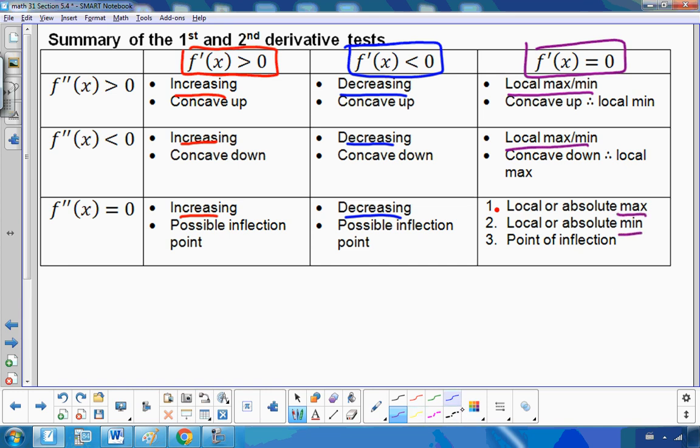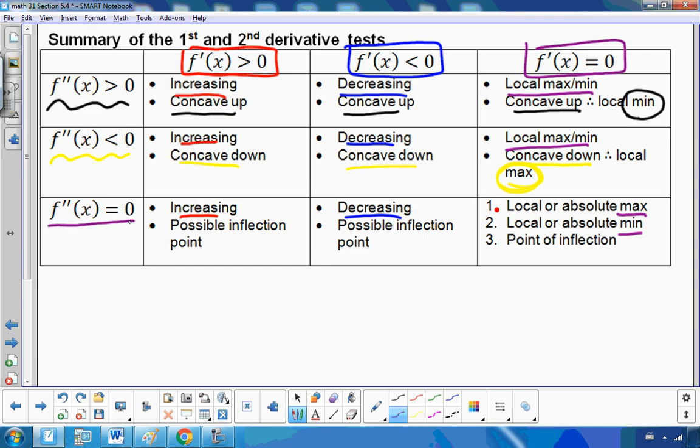Now let's pair that with the second derivative. If the second derivative is greater than 0, I'm concave up. So in this last one, I had a local max or min. If I'm concave up, I therefore have a min. If my second derivative is less than 0, that means I'm concave down. So in this one, I had a max or min. Because I'm concave down, I actually have a max.